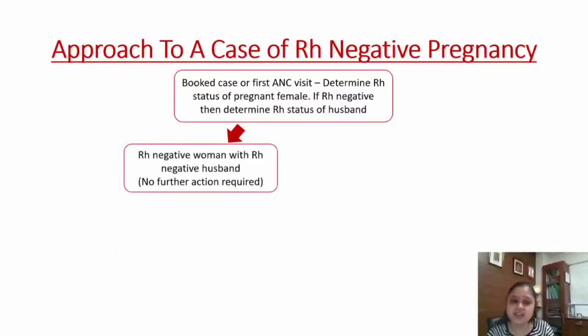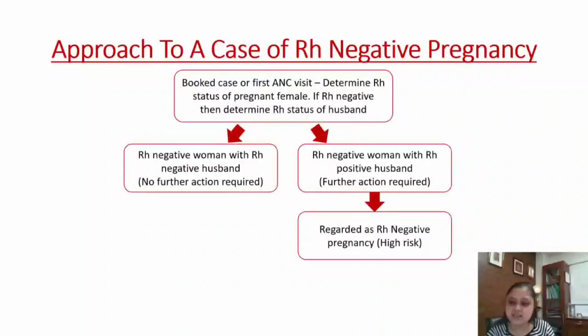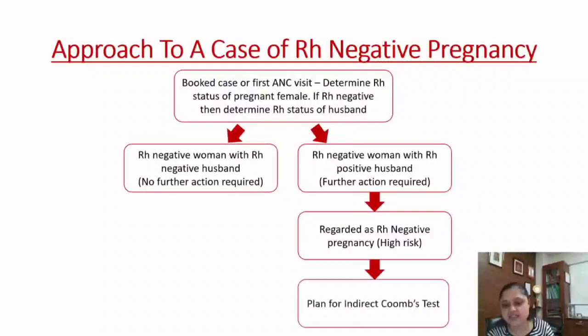If husband is Rh negative, then we do not need to do any further workup. However, if we find out that the husband is Rh positive, then we need to take a further call, right? We need to regard this pregnancy as an Rh negative pregnancy, and such a pregnancy is categorized as a high risk pregnancy and requires very close monitoring and further workup. So we are going to plan a test called indirect Coombs test. There is a possibility that this test can come positive or negative.